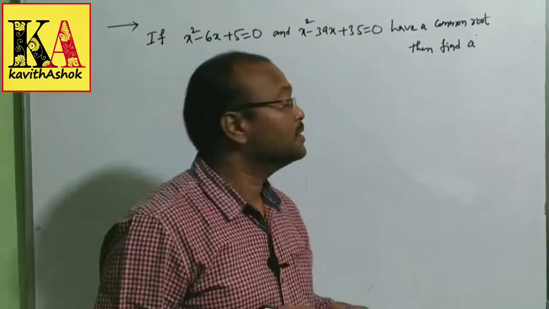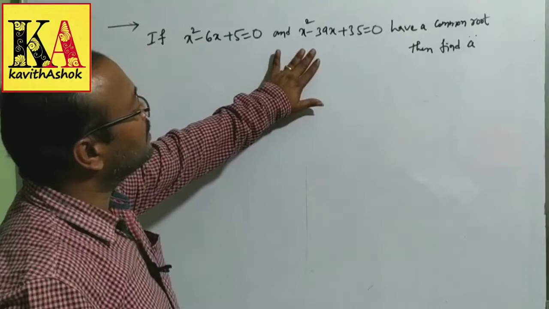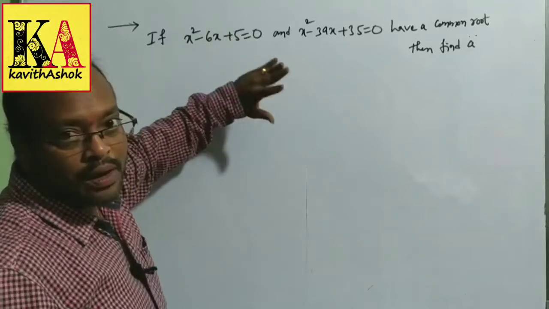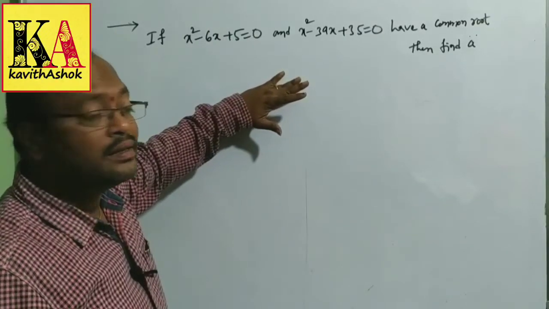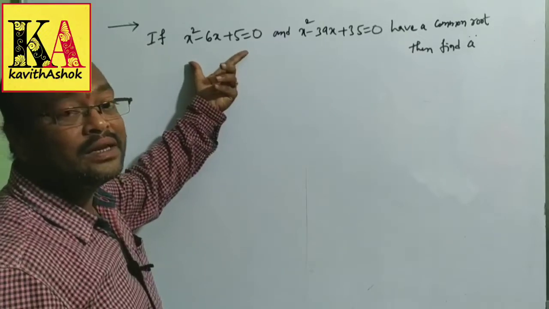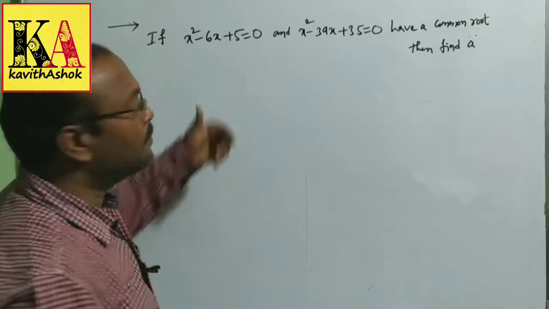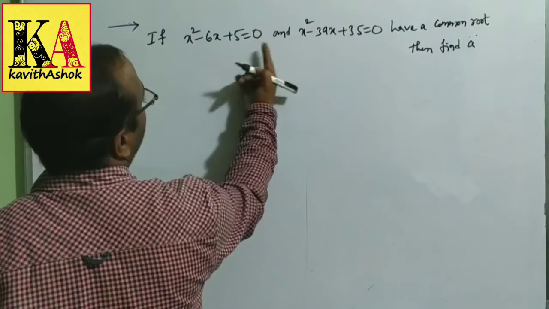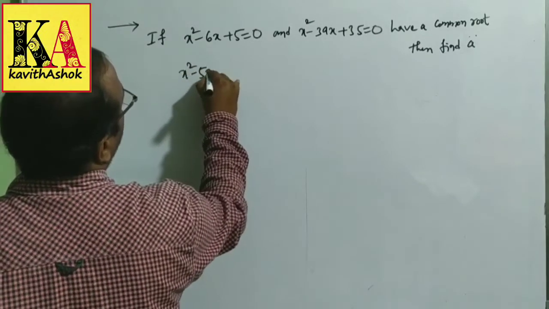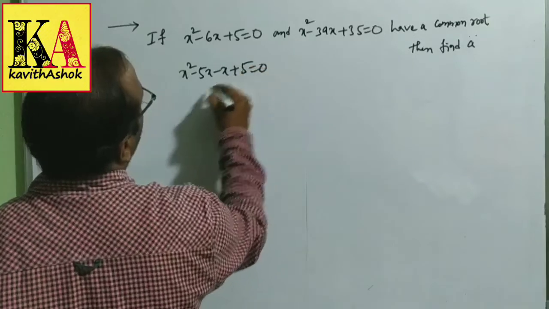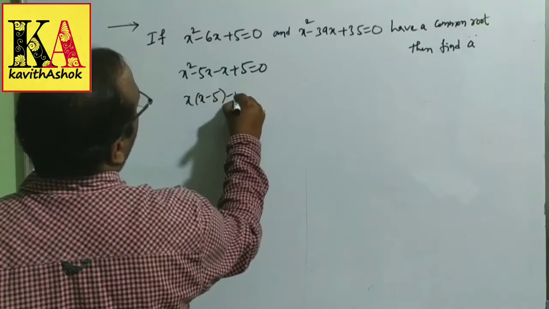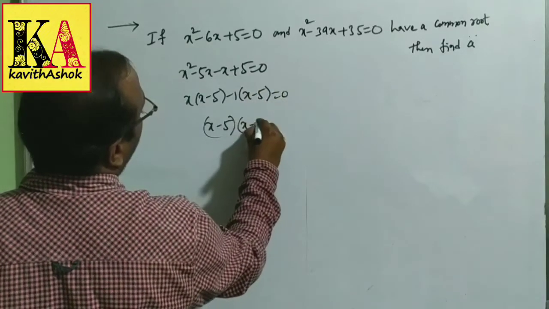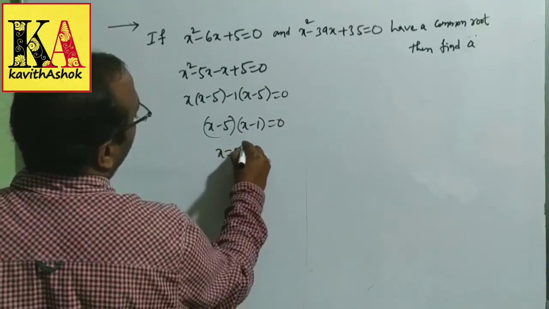Okay? Right. Two equations are given. They have a common root, then find a. In the previous case, unknown values were there, ax square plus bx plus c, like that. But here, the complete equation is a quadratic equation. By solving this, we can get the roots. Here 5 is there. The product value will be 5 and the addition value will be 6. So 5 times 1 is 5. We can write this as x square minus 5x minus x plus 5 equal to 0. x common, x minus 5, and minus 1 common, x minus 5 equal to 0. x minus 5 common, then x minus 1 equal to 0. Then x is equal to 5 and x is equal to 1.